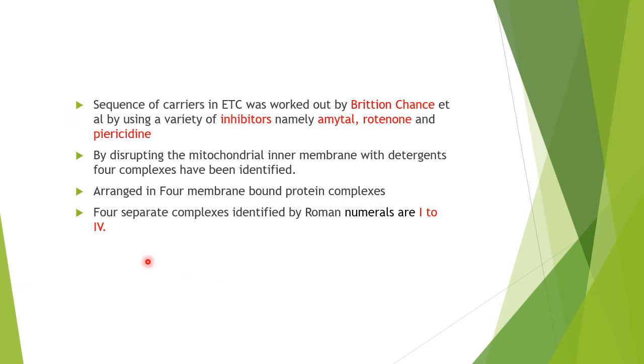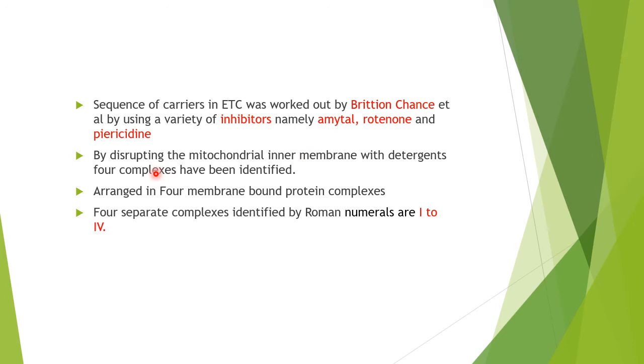So we have seen that there is a sequence of carriers in the ETC. This sequence of carriers was worked out by Britton Chance and his co-workers. They used a number of inhibitors like amytal, rotenone, and piericidin, which block the flow of the electrons. While using these inhibitors, they understood the nature of the electron transport chain. And also by disrupting the mitochondrial inner membrane with detergents, these complexes were identified.